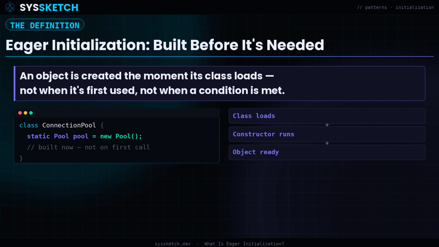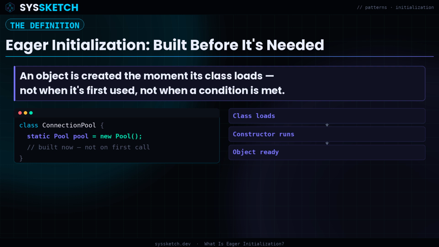Eager initialization means an object is created as soon as its containing class or module is loaded, not when you first call it, not when some condition is met, but immediately, unconditionally, as part of startup. In practice, that usually means assigning the object directly to a field, right where it's declared. Static pool equals new pool, no factory method, no null check, no first call trigger. The moment that class enters memory, the constructor runs. JVM, the Python interpreter, the .NET runtime, whichever platform you're on, the mechanism is the same idea. Initialization work gets pulled forward to load time instead of deferred to use time.